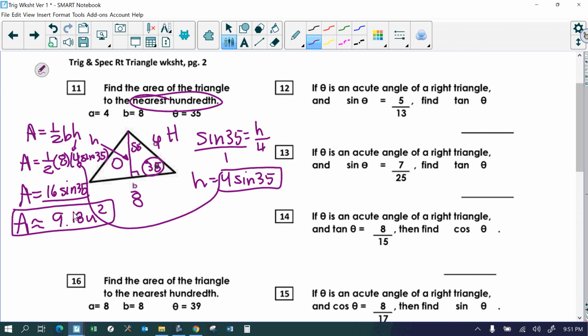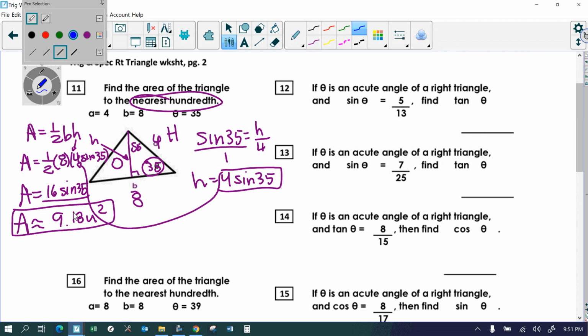All right, number 12. Let's go ahead and change the color. Go to blue this time. If theta is an acute angle, so what's acute? Between 0 and 90. So I draw a quadrant. Remember, quadrant 1 is between 0 and 90. So I draw a right triangle like this in quadrant 1. Remember, that's 0 degrees, and that's 90 degrees. Positive degrees is counterclockwise. Theta is always this angle every time.